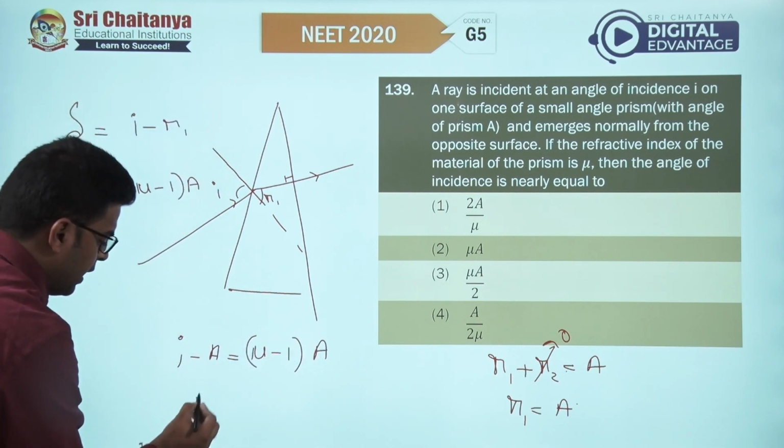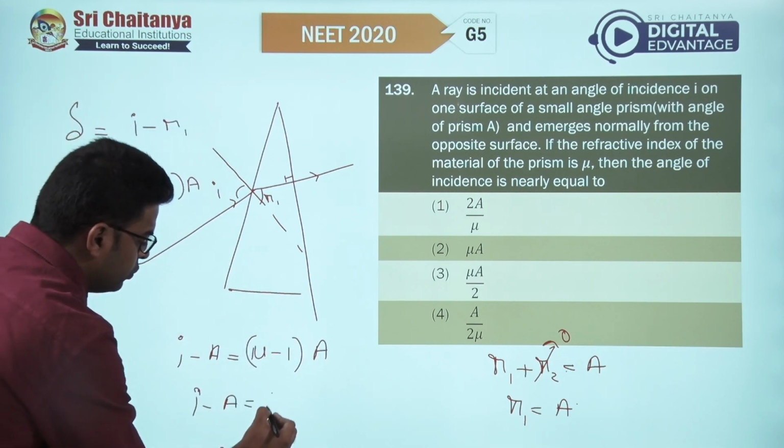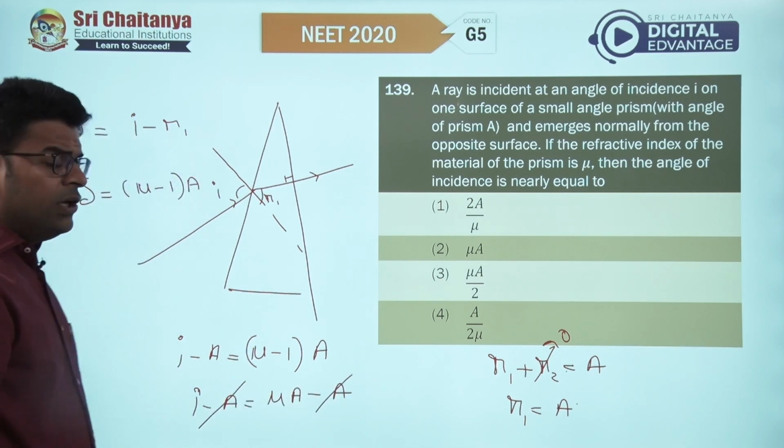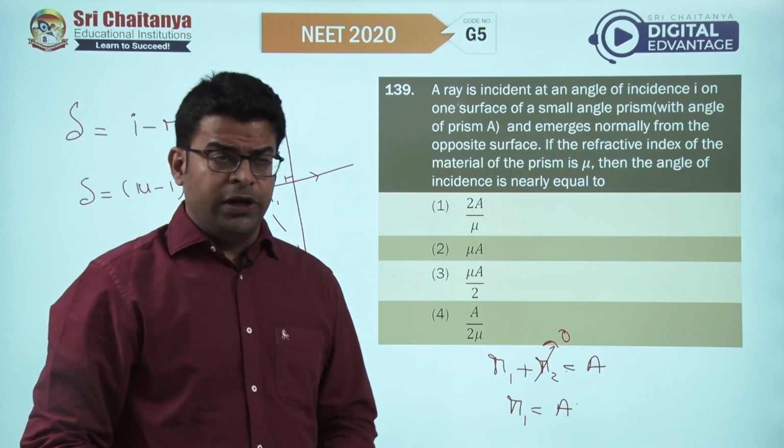On opening up this bracket, I get I minus A equals mu A minus A. Cancel out this minus A on both the sides, and you will simply get the angle of incidence to be mu A, which is nothing but option number 2.